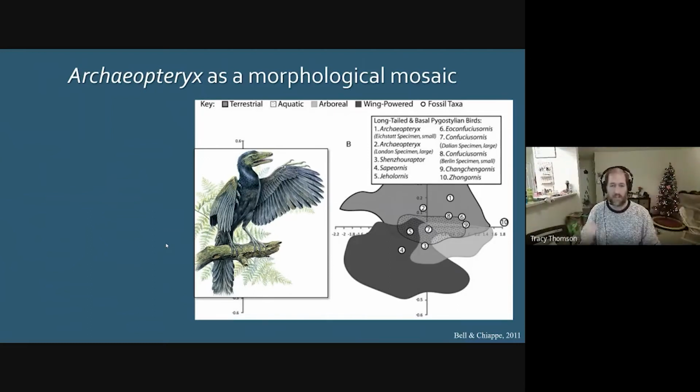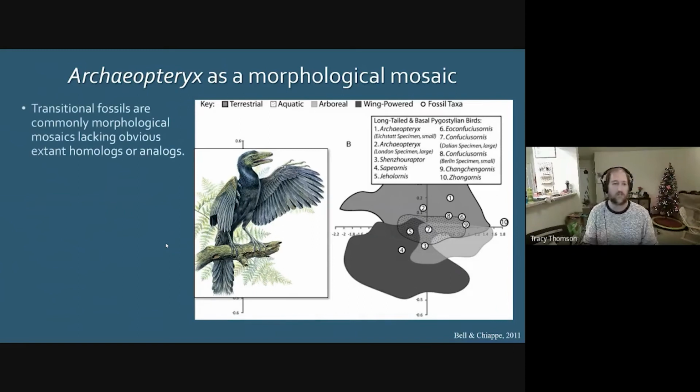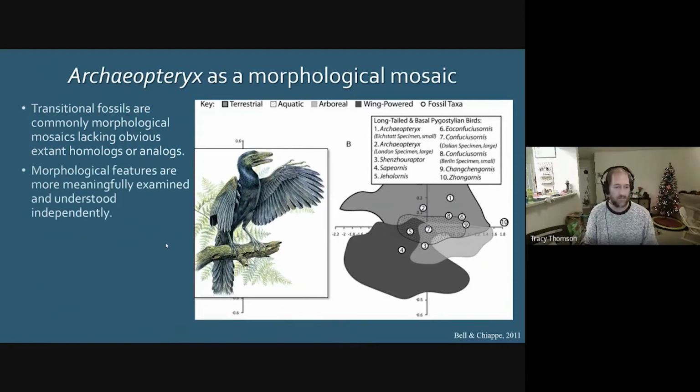And you can't think about Archaeopteryx or any transitional fossil that way. Transitional fossils are often morphological mosaics because as they're going through that transition, in this case from terrestrial to flight, different body parts are adapting to different functions at different times in that evolution, in that transition. So there's not really anything we can look at today that does that. It's hard to find homologs or analogs for these things in modern organisms.